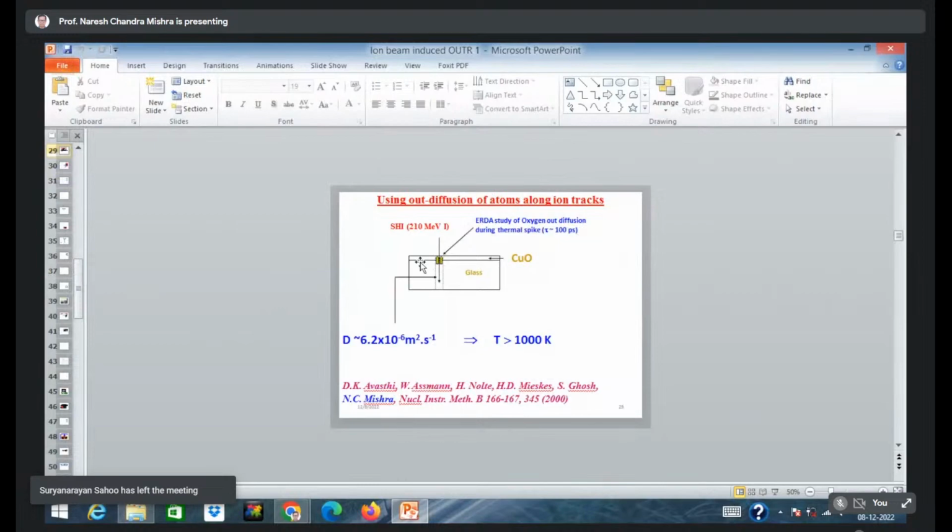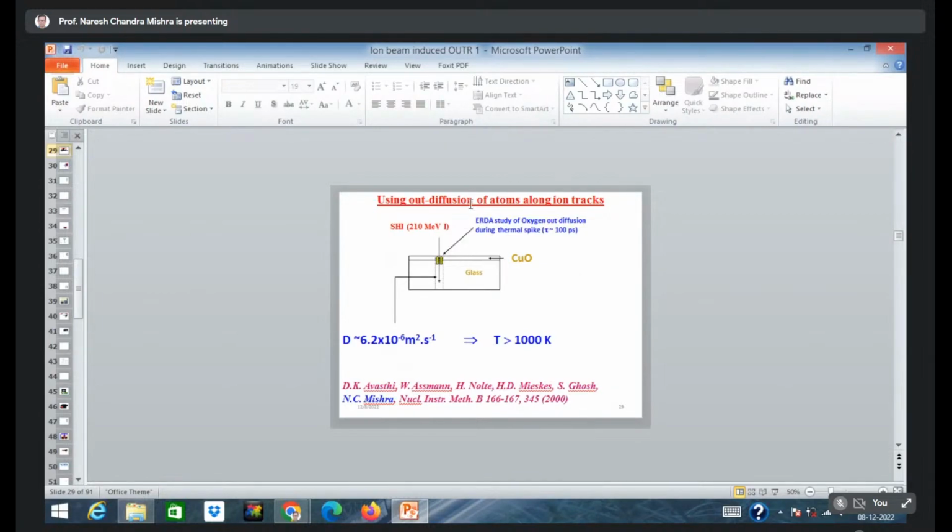Let's take this figure. This is a thin film. I can shoot with a single ion beam, let's say like 200 million electron volt iodine ion, or I can shoot a cluster beam, carbon 60. Remember, I talked about the hydro shock wave model, that carbon 60 molecules can come out of the surface because of the shock wave. But what Haripriya is talking about is different.